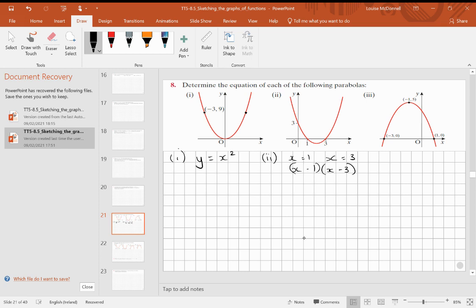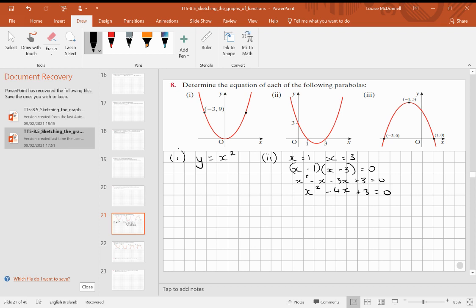And we're just going to multiply them out. So we get x by x. We should put the equals 0 there. x by x is x squared. Then I have minus x, minus 3x, plus 3 equals 0. So we get x squared minus 4x plus 3 equals 0.